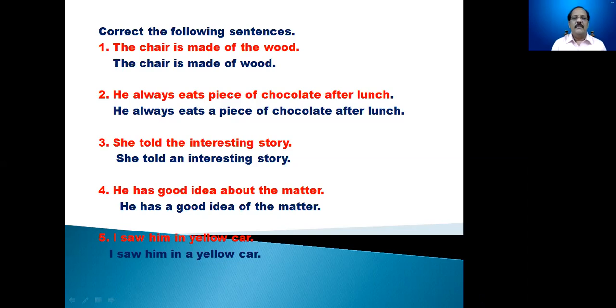Then go for the fifth question. I saw him in yellow car. Which yellow car? A yellow car. When you are talking in a general way, we have to use a yellow car. So if we look at these examples, most of them are on using the article, whether the article is necessary or not, and if necessary, whether you are to use a definite article or an indefinite article.